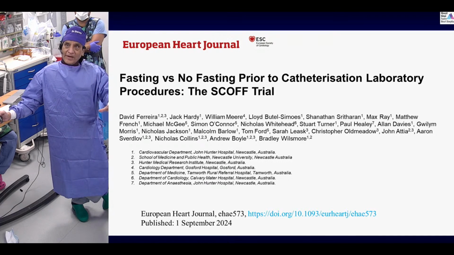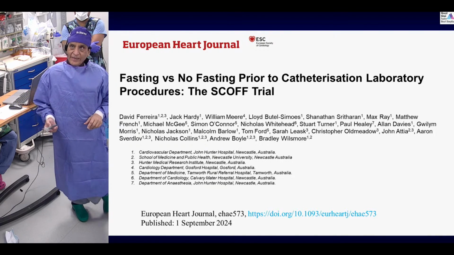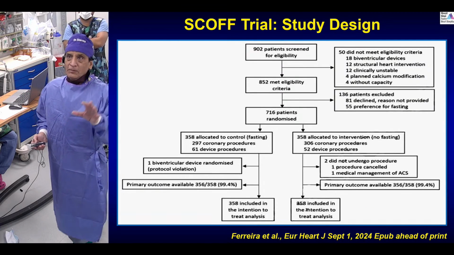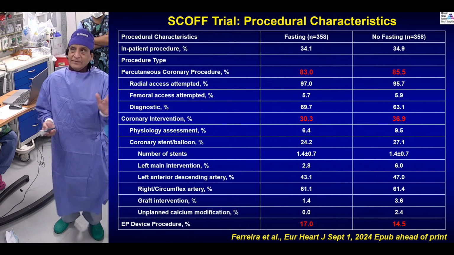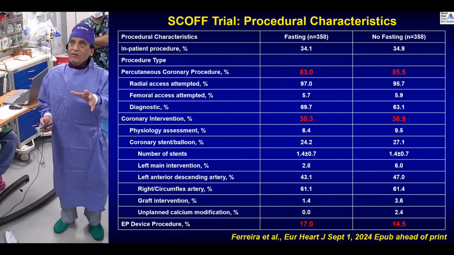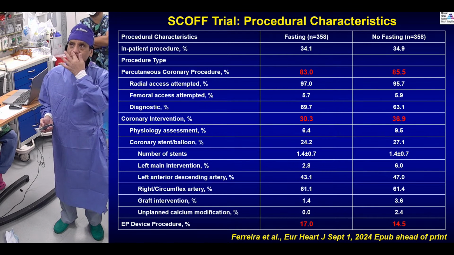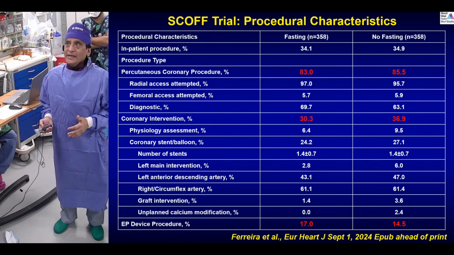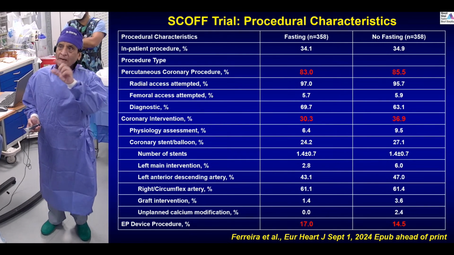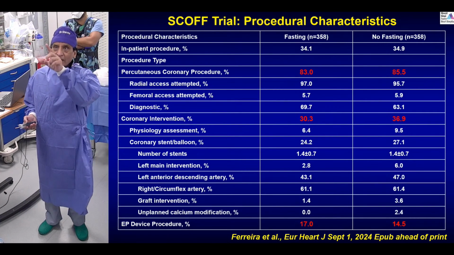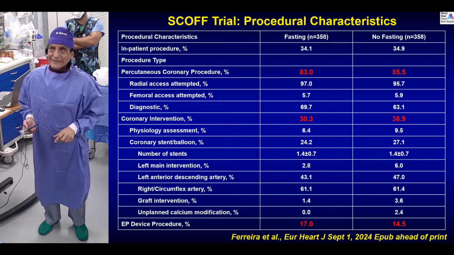There have been a few small trials. Another very big trial, as you can see, SCOFI, was done from Australia, fasting versus no fasting, 3 hours. They still have a 3 to 4 hour fasting. To me, 3 or 4 hours is way too long. The majority of these patients were angiogram: 83% angiogram and 17% EP procedure. In the angiogram group, 30% had a PCI.